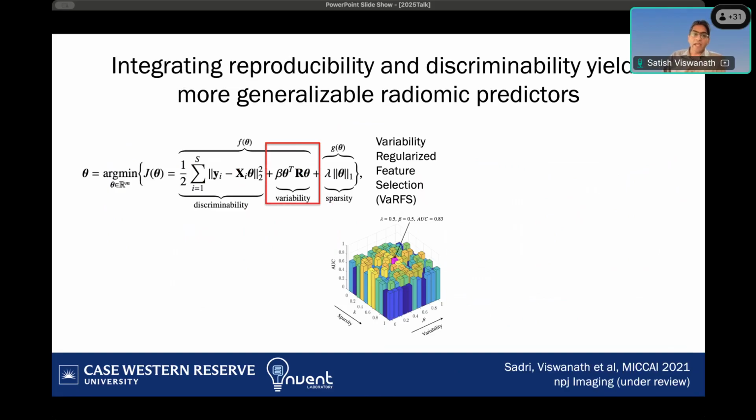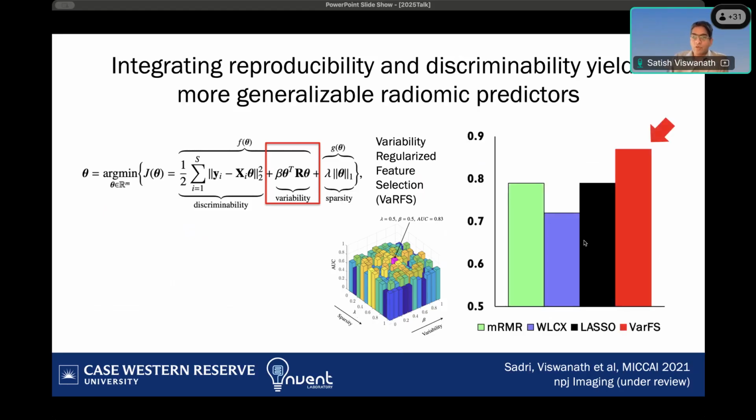So we actually formulated a novel cost function, which allows us to not only optimize for how good a feature is and how to make sure that we pick the most sparse, the most unique set of features, but also ensure that the features are as reproducible or have the least variability as possible. And we call this a variability regularized feature selection. This is a paper that's currently under review, so using this formulation, you can actually start to optimize for each of these axes. So you can actually pick the best trade-off in discriminability, in sparsity, in variability.